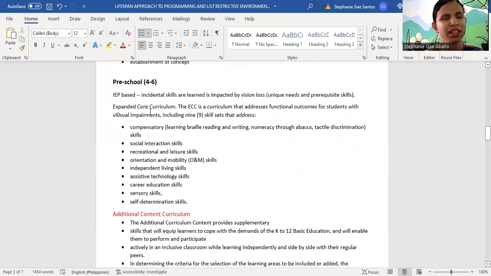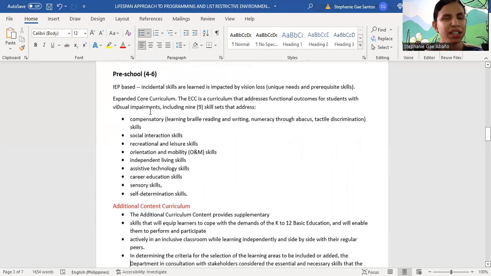In determining the criteria for the selection of this ACC, the Department consulted stakeholders and considered only the essential skills that the child should have to develop, because other skills are already covered by the different subjects and learning areas in general education. But these 4 essential areas are significantly essential for the learning development of the child in terms of academics.